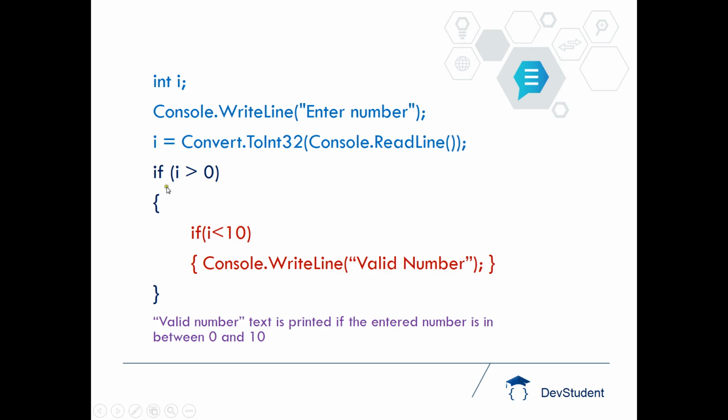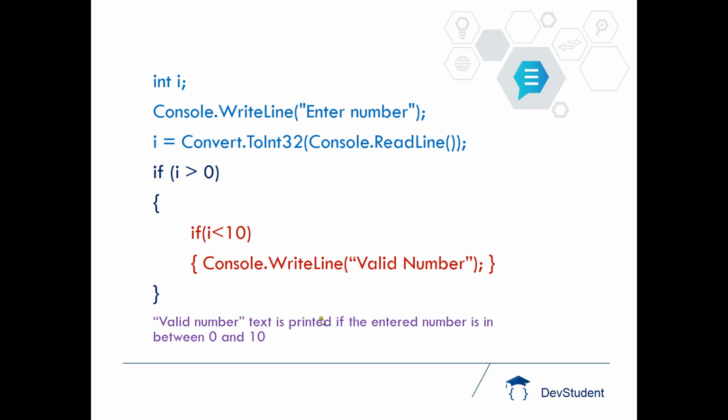If I greater than 0, first of all the number should be greater than 0, it should be a positive number. Then if it is a positive number, it will go inside. Inside that there is one more if condition: I should be less than 10 as well. That means it should be greater than 0 and also less than 10, that means between 0 and 10. Then only this Console.WriteLine message will be printed.